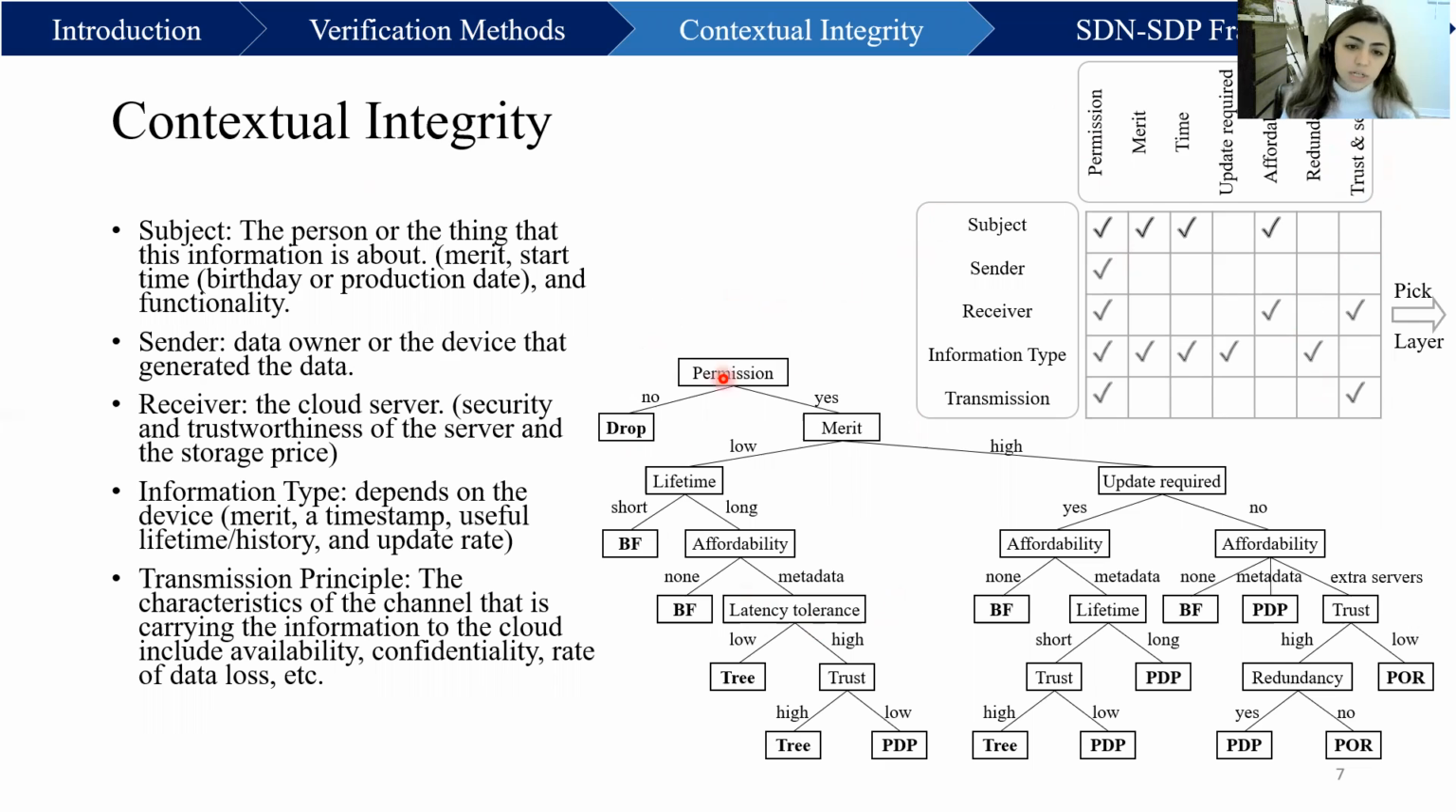Using these parameters, we built a decision tree. For example, if the user or a patient provided the permission, and the data is very important for us, and an update is not required, for example, but it's affordable to pay for some metadata overhead on the server, then the user will choose PDP.